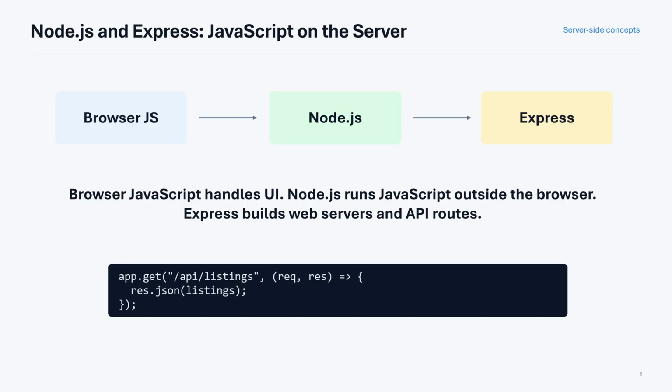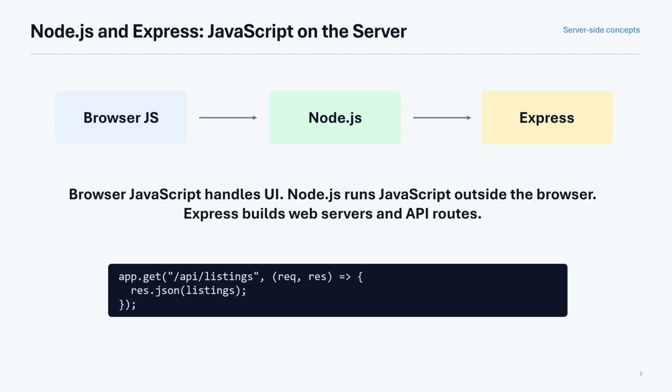So now we move from JavaScript in the browser to JavaScript on the server. Node.js is a JavaScript runtime. It allows us to run JavaScript outside the browser. With Node.js, we can build a server. Express is a framework that runs with Node.js. It makes server development easier.